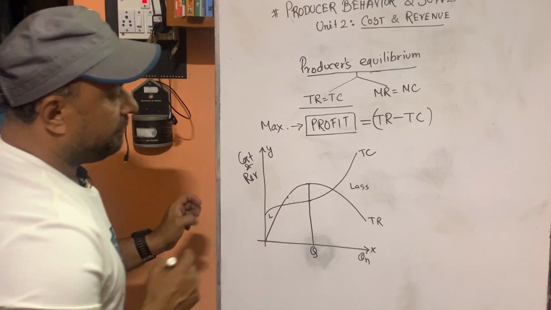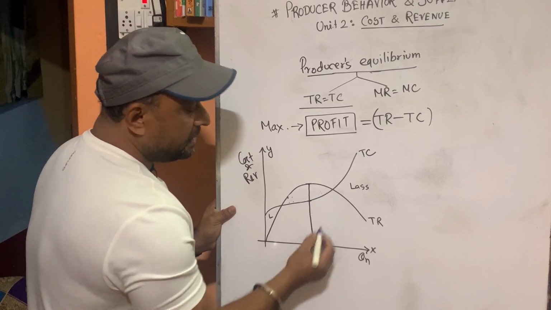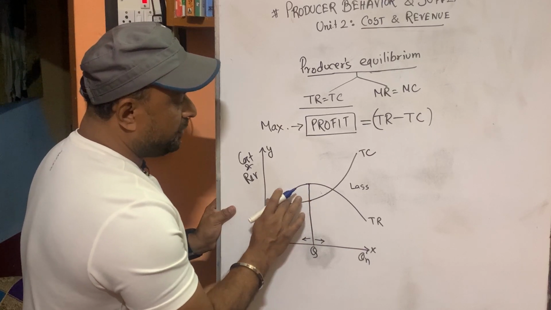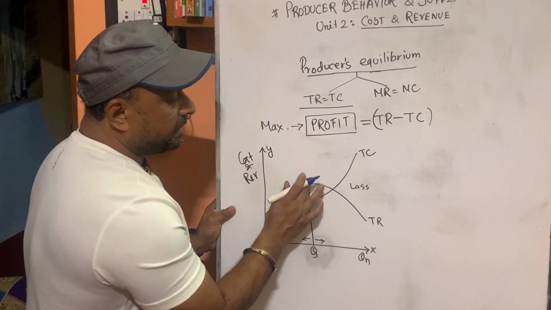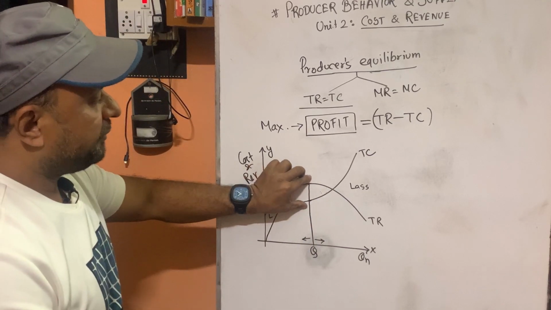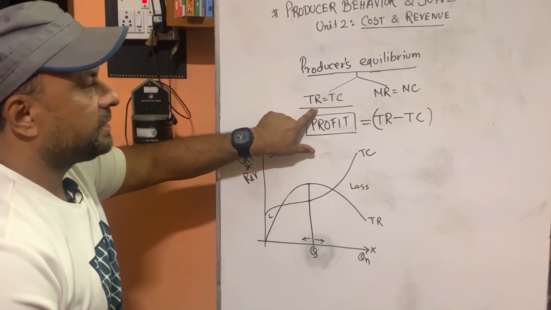Why at that level? Because now see, if he increases the production, profit reduces. If he reduces the production, then also profit reduces. So, he will produce at that level where the gap between the TR and TC curve is maximum, that is, where profit is maximum. So, this is the producer's equilibrium according to the TR-TC approach.